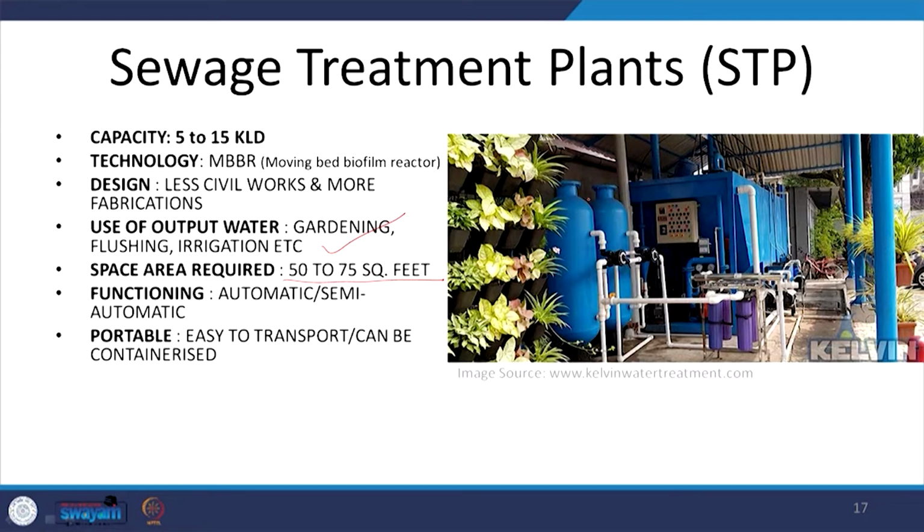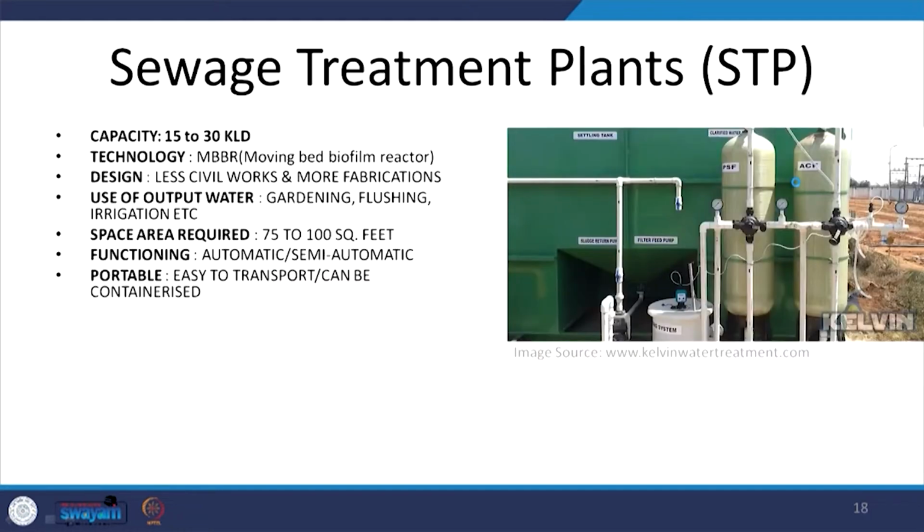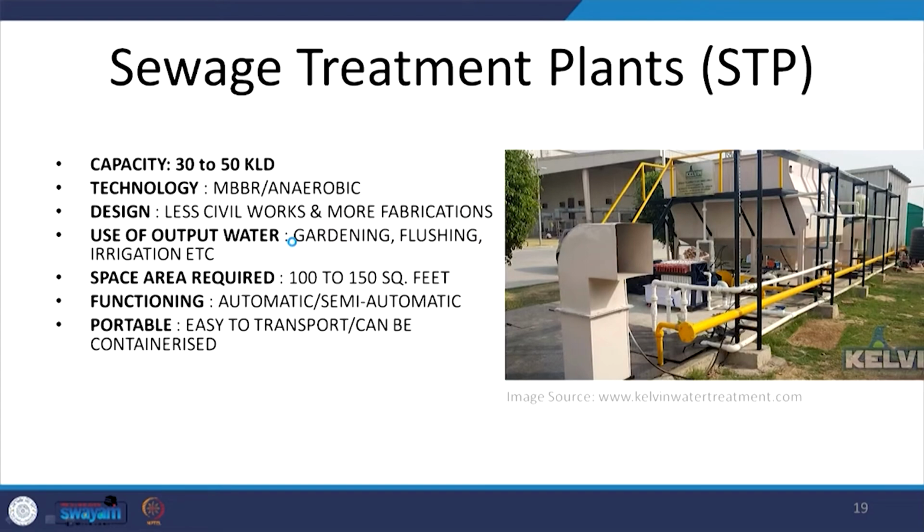Since all these components which we are seeing here are fabricated separately and brought to the site and assembled together, it is easy to transport, easy to install, and quite portable. When the capacity increases to about 30 KLD, again the same MBBR can be used in a different size, and again it requires very little civil work, and the quality of water coming out is good enough to be used for gardening, flushing, irrigation, etc. Again easy to transport and fabricate.